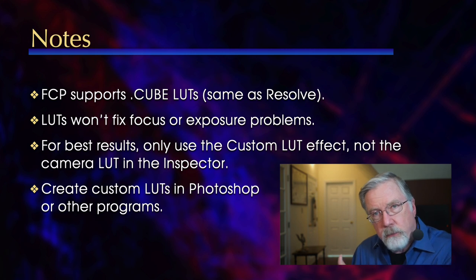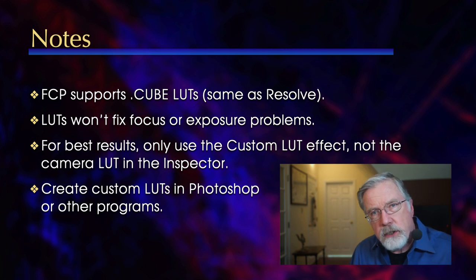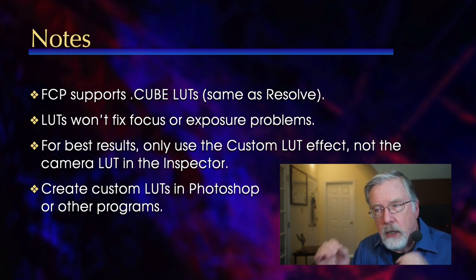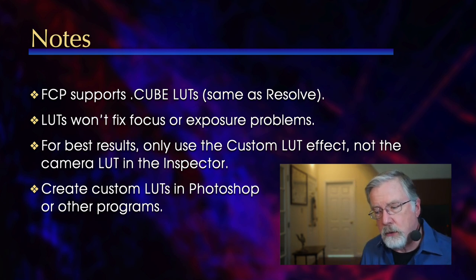So what's happening is that as that image is displayed, the computer refers to the lookup table, which says, how do I display that color? It looks up the source number recorded by the camera, finds the display number recorded by the lookup table, and displays the color. All it's doing is mapping colors. It may be mapping colors from HDR to SDR or from a normal shot to a deeply lit coal bin shot. For best results, only use the custom LUT effect, not the camera LUT. I'll show you why in just a second. And you can even create custom LUTs in Photoshop or other software, and I'll show that to you as well.